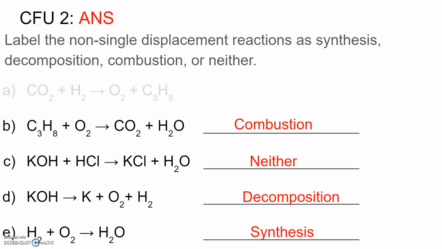C is neither. We have two compounds on the reactant and product side, and it doesn't fit any of the types of reactions we've studied so far. D is decomposition because we're breaking it down into two or more products. And then E is a synthesis reaction. We're combining two or more reactants into one product.